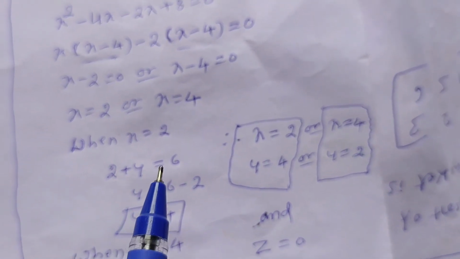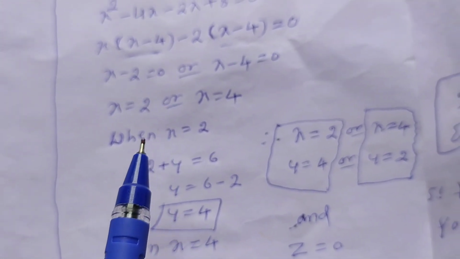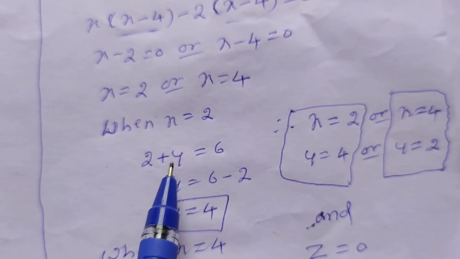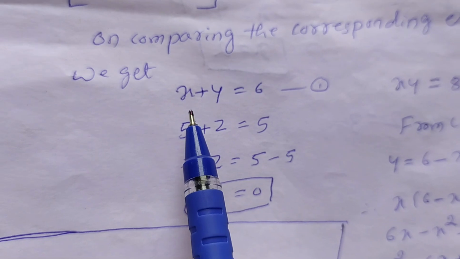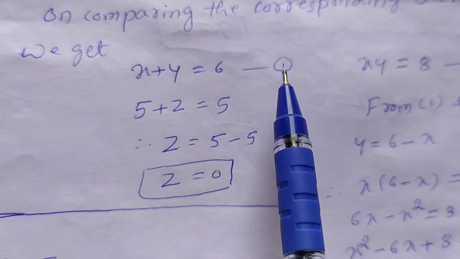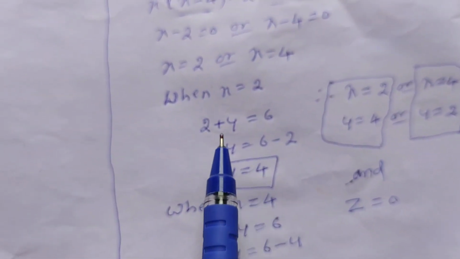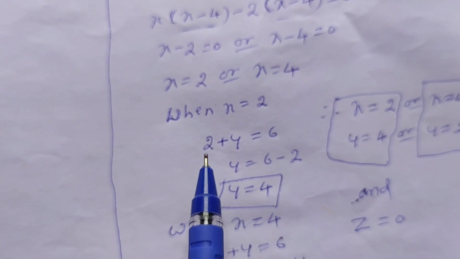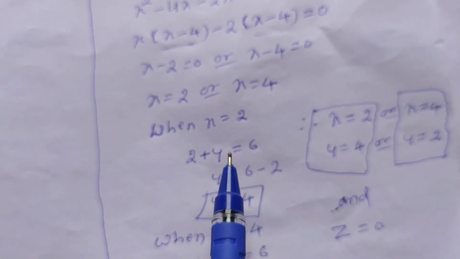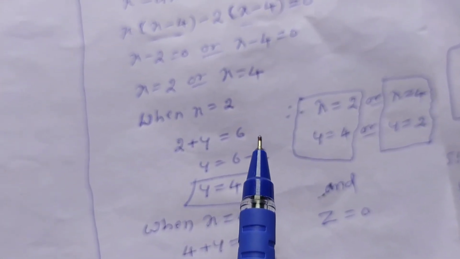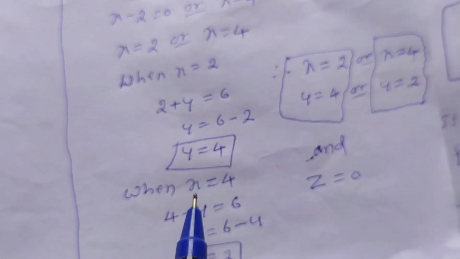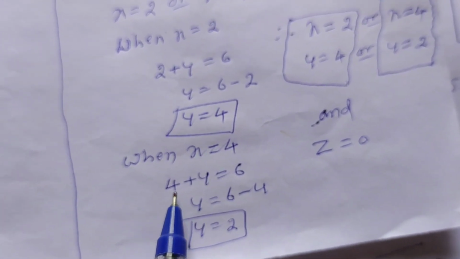Now we have to find the value of y. Here we have the value of x as 2. So when x equals 2, y is, see here, in this equation x plus y is equal to 6, we have to put the value of x here, x equals 2. When x equals 2, 2 plus y is equal to 6, then transfer the 2 to the right side. This becomes 6 minus 2, that is y equals 4. And when x equals 4, put the value of x equals 4 here, x plus y is equal to 6.